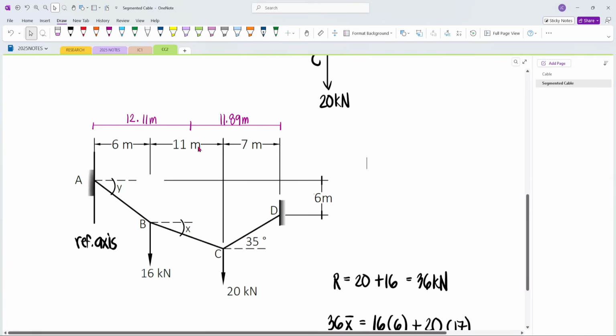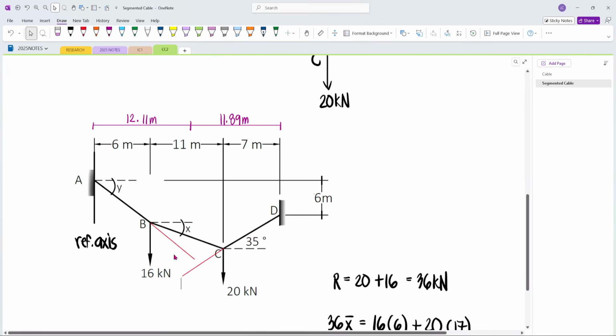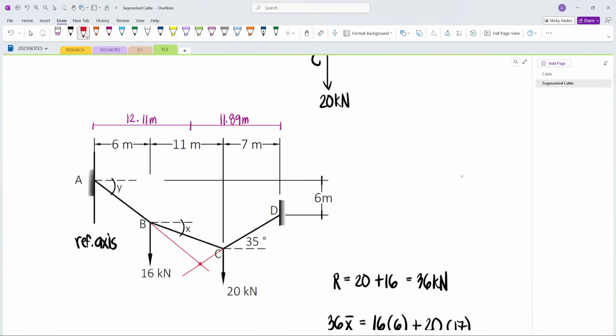Now, after mong ma-determine yung location ng resultant, what you can do is, dito sa extreme ends, sa point A saka point D, kung saan located yung supports, you can extend the following lines, yung AB saka CD. Ayan, extend natin yan. Saka ito rin. Notice na meron silang point of intersection somewhere. Ayan, yung point of intersection nila is andito.